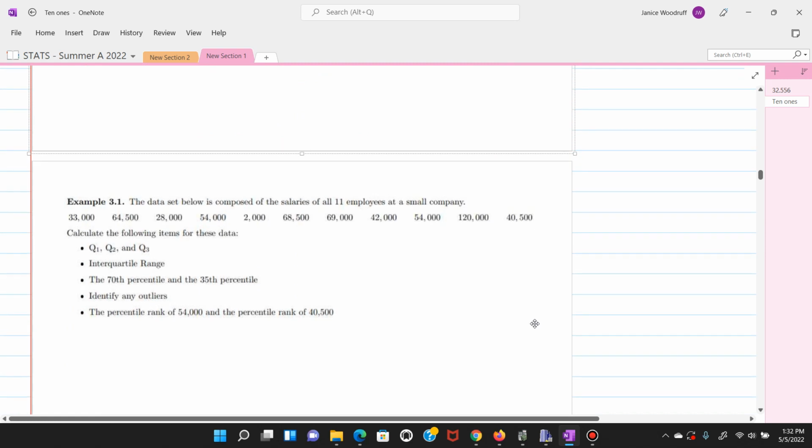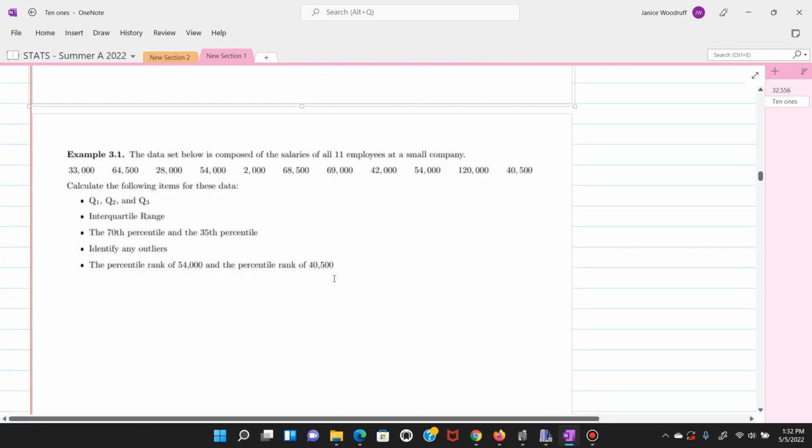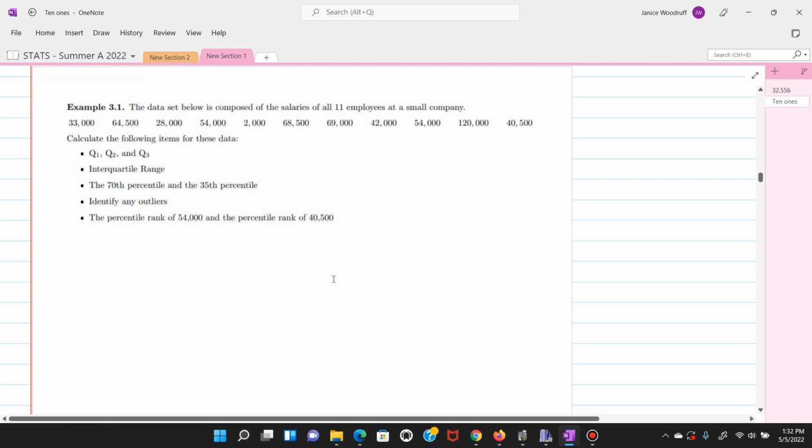All right, let's do another example where we're going to find a lot of different things. The data set below is composed of the salaries of all 11 employees at a small company. So first of all, 11 employees, that is a population, just in case we need that for later. I'm going to start noting those things. Are they in order? No. All right, we need to put these in order.